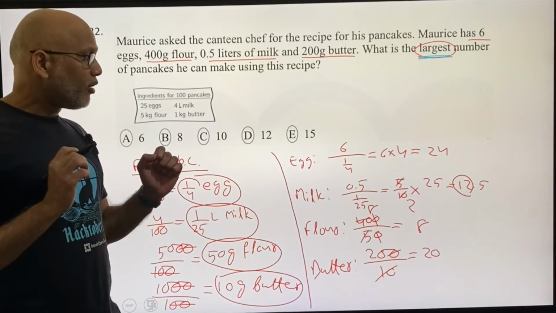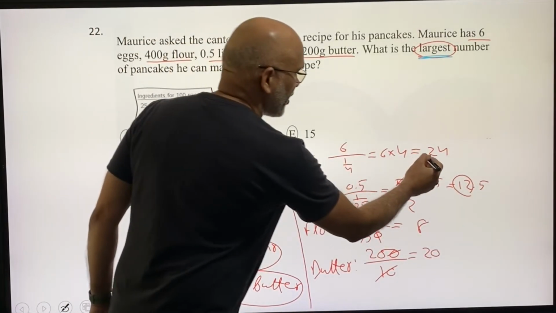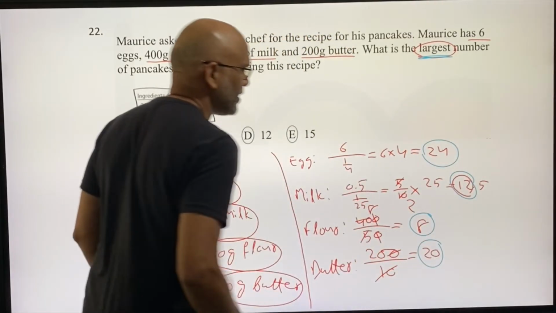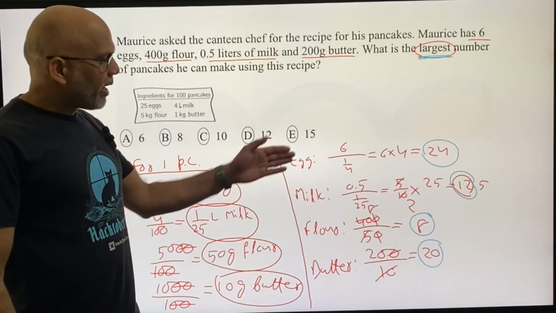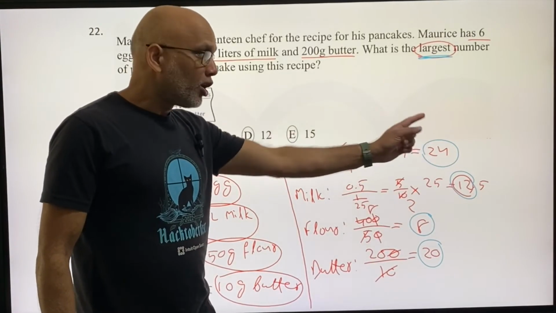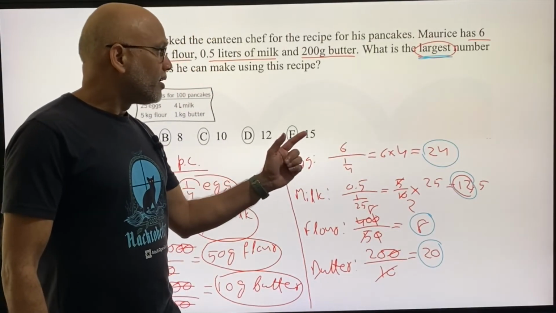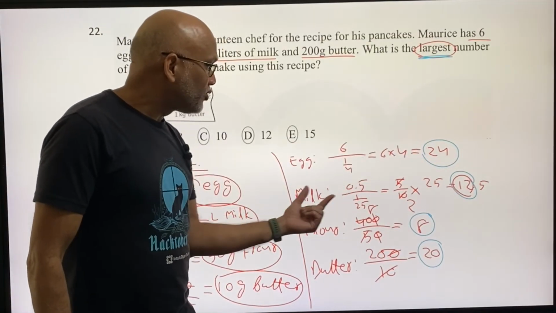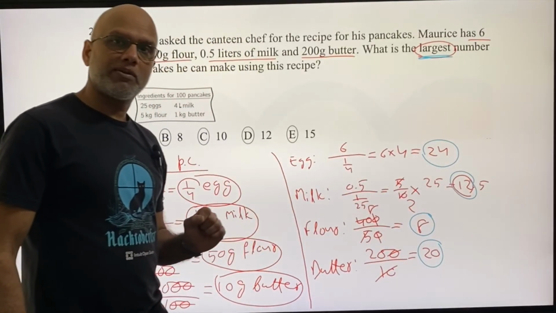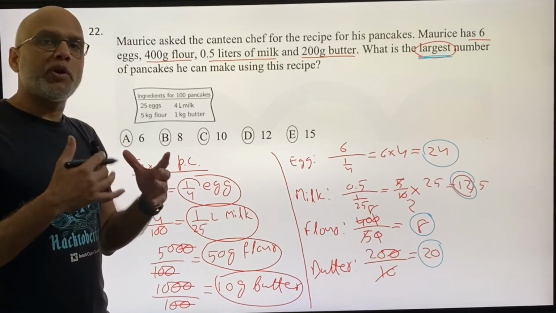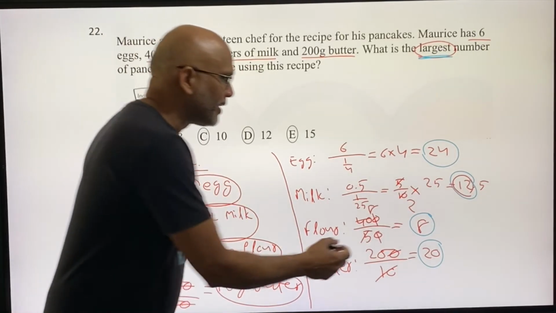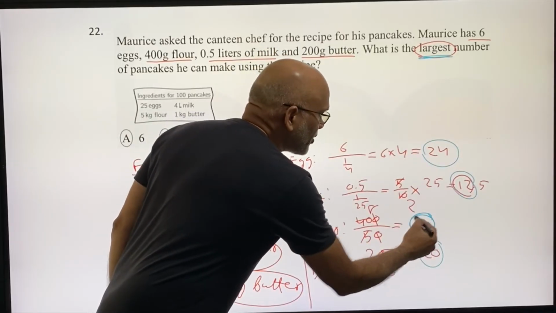All right. Now let's try to understand these different numbers: 24, 12, 8, and 20. With the amount of egg I have, I can make 24 pancakes. But to make 24 pancakes, I do not have enough milk. With the amount of milk I have, I can make only 12, right? Then what is going to limit the number of pancakes I can make?